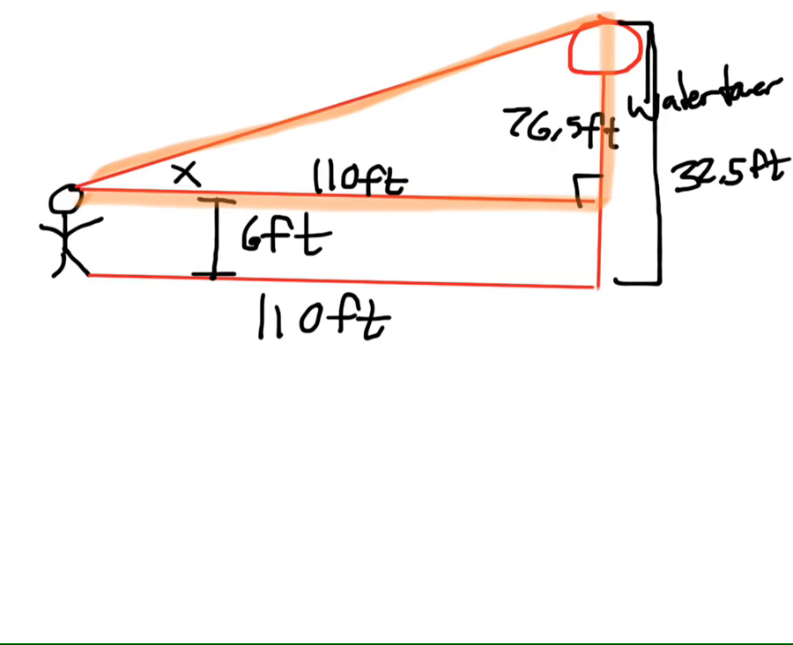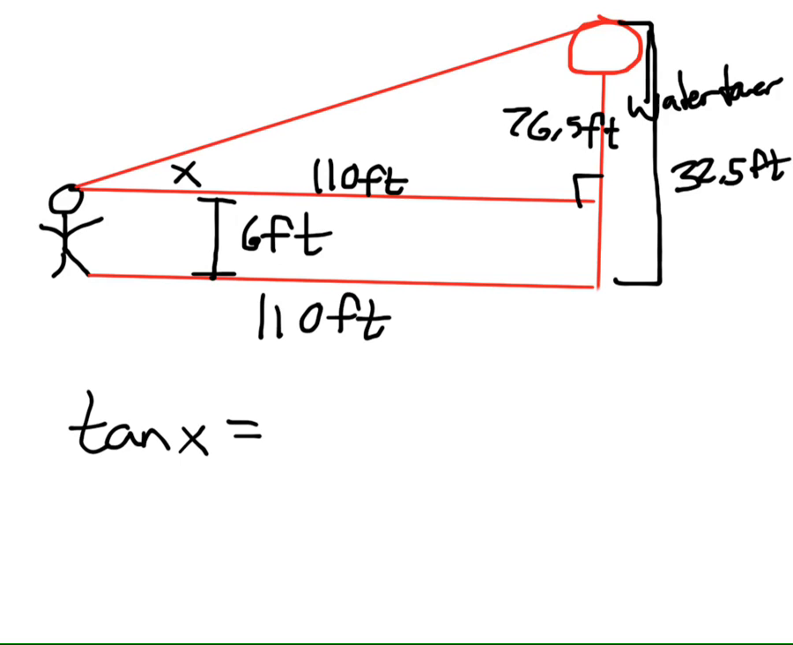I'm missing x. I have the opposite side of x, and I have the adjacent side of x, which again is tangent. Right? So I want to take tangent of the angle, the angle's x, is equal to the opposite over the adjacent. Both of those are in feet, so that's good. So I need to solve this for x.